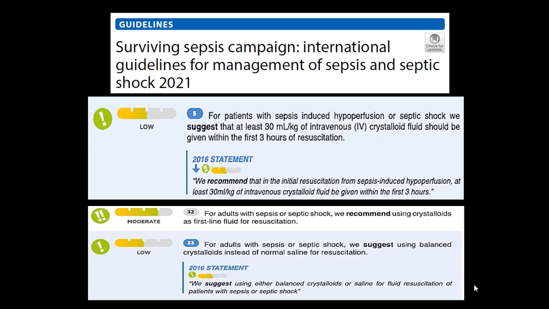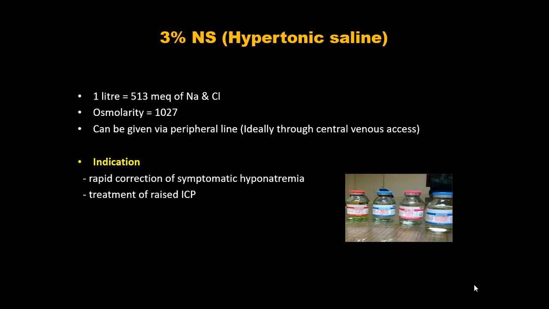The most recent Surviving Sepsis Campaign is of the opinion that crystalloids are still the fluid of resuscitation, the fluid of choice. Previously they were of the opinion that you can go either for balanced salt solution or normal saline, but now they recommend that balanced salt solutions are preferred over normal saline. Regarding the volume, we are not going for at least 30 ml per kg for all patients. It is based on the patient's hemodynamic status and dynamic methods of fluid responsiveness.